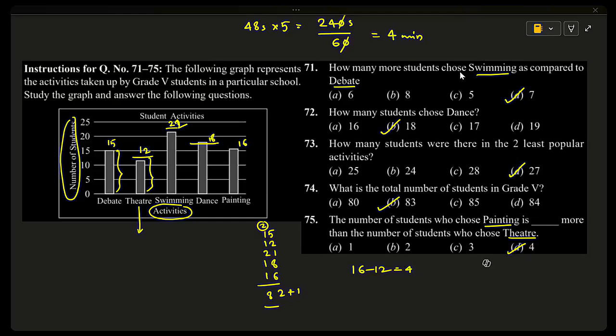Medhasri, what's your doubt, ma? Sir, I didn't understand question 71. So for swimming and debate, you have to find the difference. Swimming, how many students chose? 22, and debate 15. Find the difference, you'll get 7. Okay.